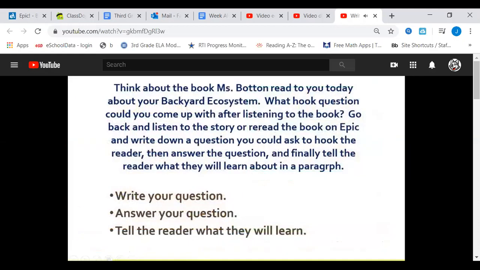So I want you to think about the book Miss Batone read to you today about your backyard ecosystem. What hook question could you come up with after listening to the book? Go back and listen to the story or reread the book on Epic and write down a question you could ask to hook the reader. Then you have to answer the question today and then finally tell the reader what they will learn about in that paragraph. So again, write your question, answer your question, and then tell the reader what they will learn.